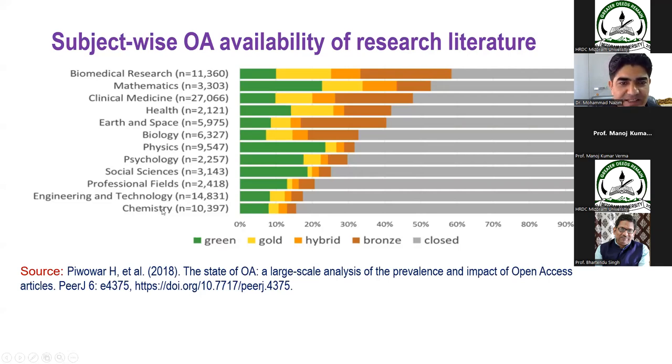We can see that social sciences and professional fields are lacking in the availability of open access publishing. This is basically on the percentage scale. This is green open access, this yellow shows gold open access, and this shows hybrid open access. Overall, biomedical science has 60% open access publications, mathematics is about 50%, and this is 40%. If we look at social sciences, it is less than 30%, and chemistry is still less than 20% open access publishing. So this is the subject-wise situation of open access availability of research literature.